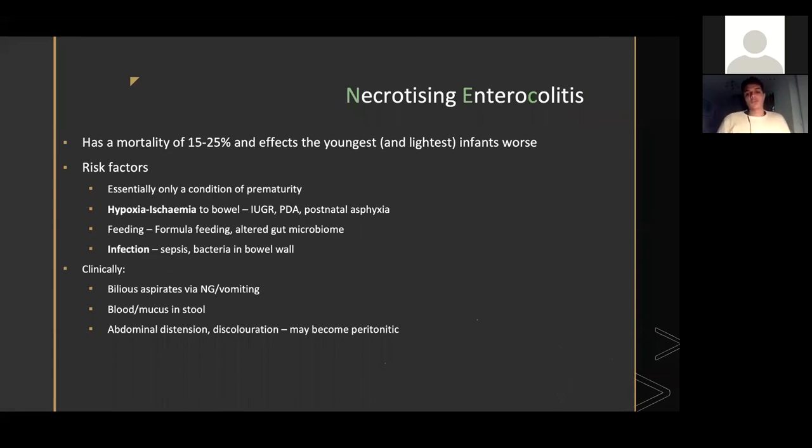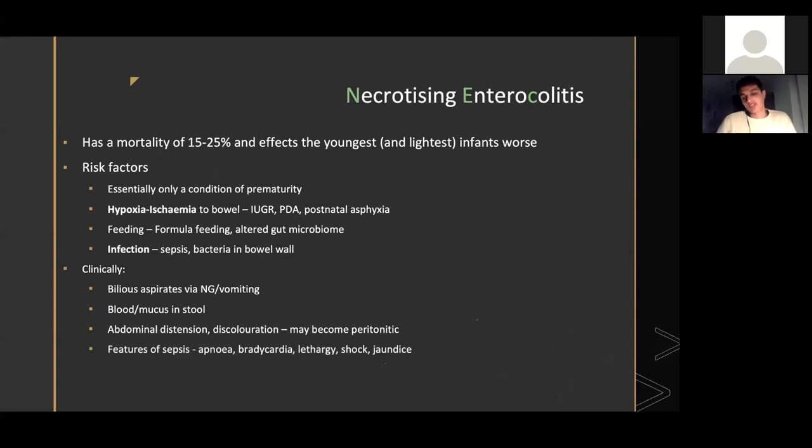Blood and mucus in the stool from ischemia or, like in the word enterocolitis, inflammation of the bowel. Abdominal distension and discoloration. These can be pretty nasty signs, and these can be signs you're headed for a bad case, as we'll show you later. And they can become peritonitic, because you can get a rigid abdomen, shifting dullness or some fluid, and these things can be nasty, and they can perforate. Okay, they can perforate and become peritonitic.